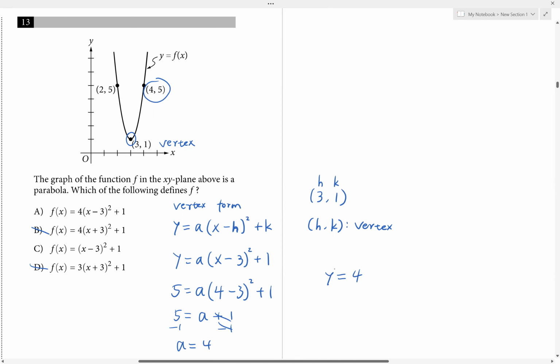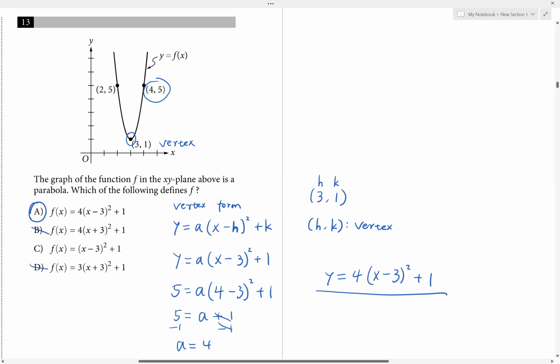So now we have our a value. We can rewrite the equation. It should be y equals 4 times x minus 3 squared plus 1. Okay, and that should be our equation, which is letter A for number 13. Yep, so that's how we do it algebraically.